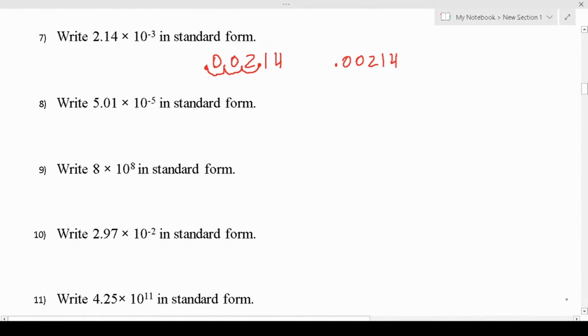All right, let's do a few more practice problems just to make sure we have the hang of this. We have 5.01 times 10 to the negative 5th. In light of the fact that this exponent is negative, we know we're shifting this decimal to the left 5 times, which would mean this is a very small number. So 1, 2, 3, 4, 5. Add in your zeros as needed. So we can see that this is 0.0000501 in terms of standard notation or standard form there.